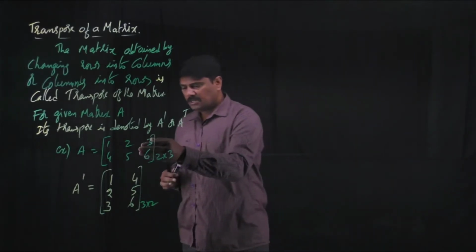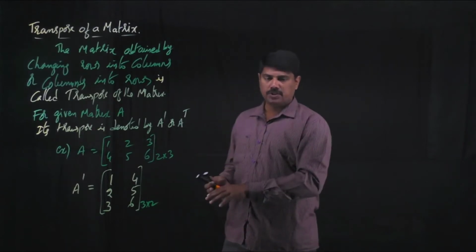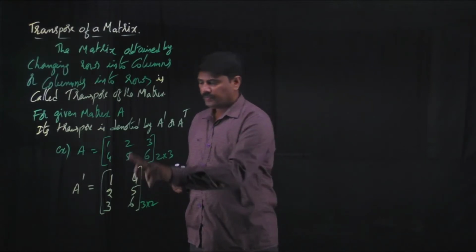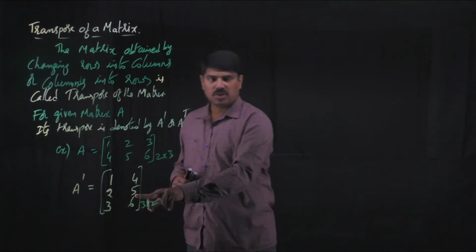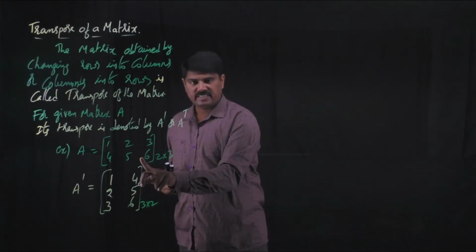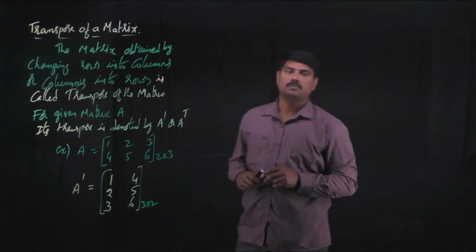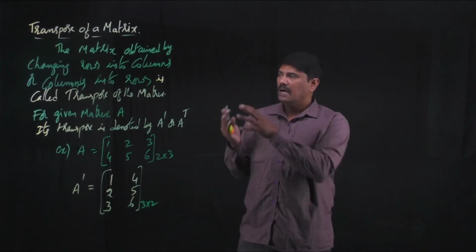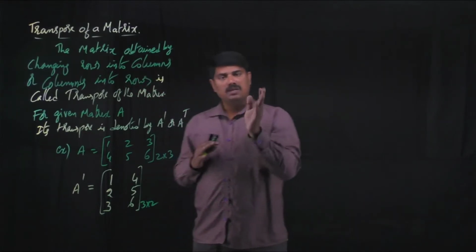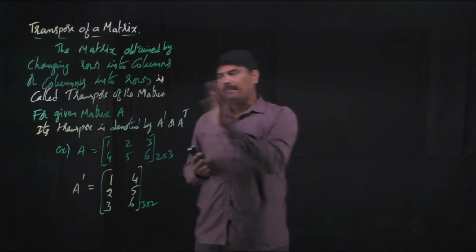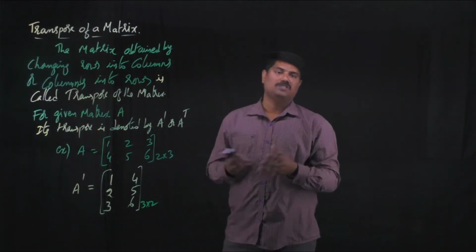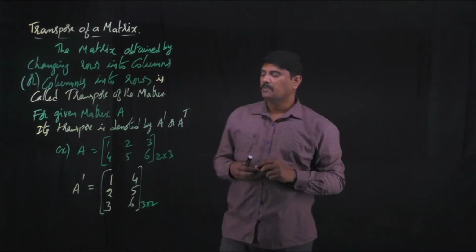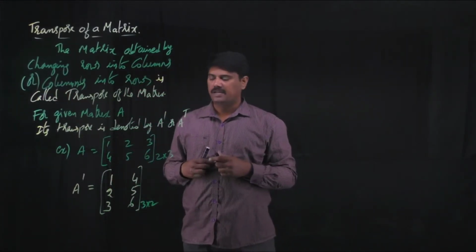Or you can observe the process by changing columns into rows. 1, 4, the first column, is the first row here. 2, 5, the second column, becomes the second row in its transpose. 3, 6, the third column, comes as the third row. If you do one process, the second is applied simultaneously, so no need to apply both. Either rows are converted to columns, or simultaneously columns transfer to rows. Observe, this is an OR. Such a matrix is obtained as the transpose of the matrix, denoted by A dash or A transpose.